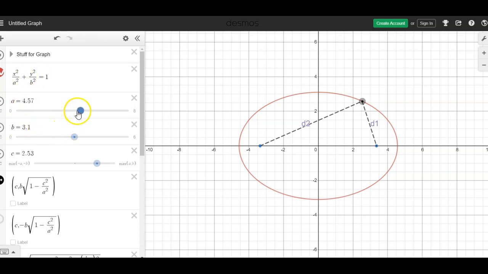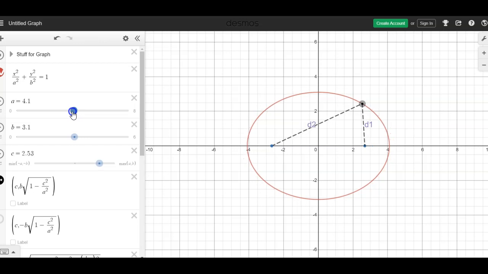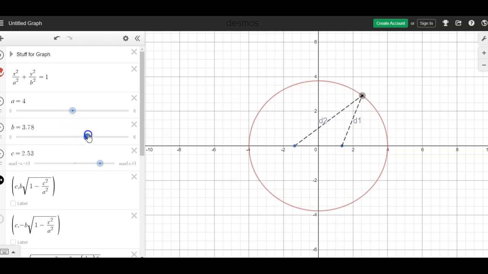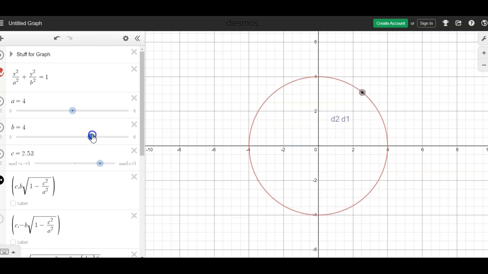If a and b happen to be the same thing, let's move a down to 4 and move b up to 4. If I do that, you notice everything converges and we end up with a circle, and this point is just a point floating around on a circle.